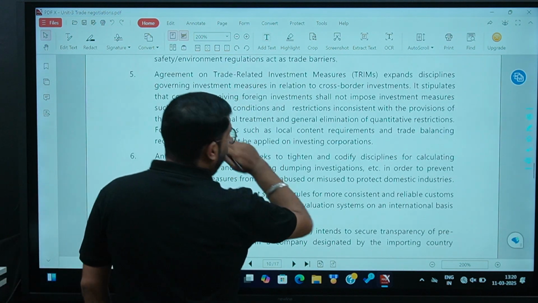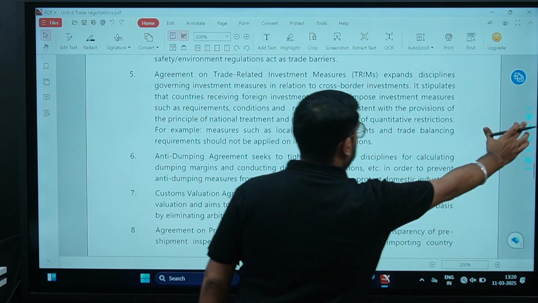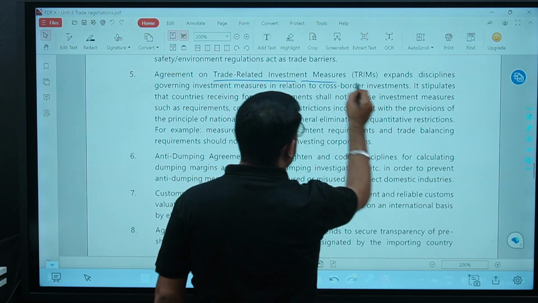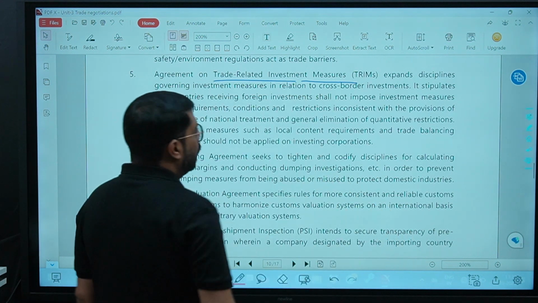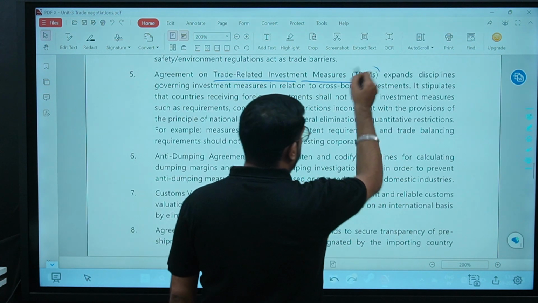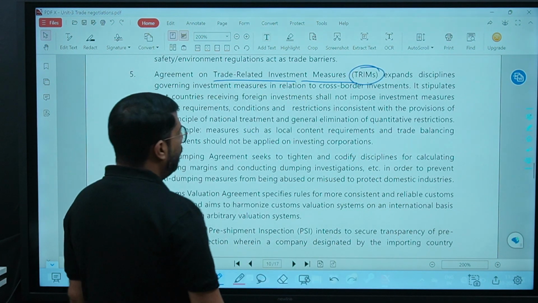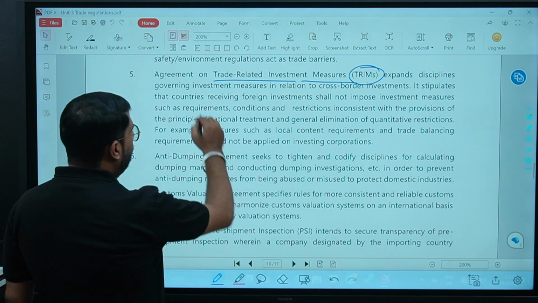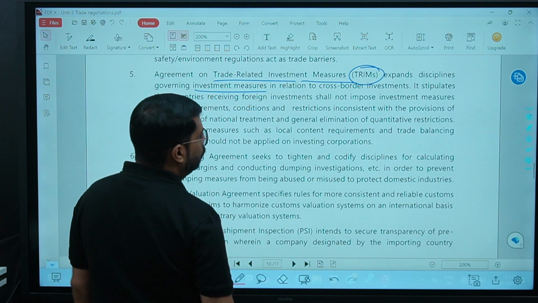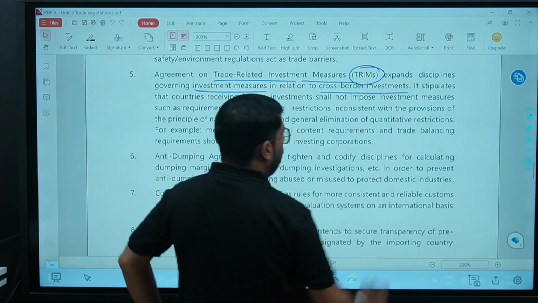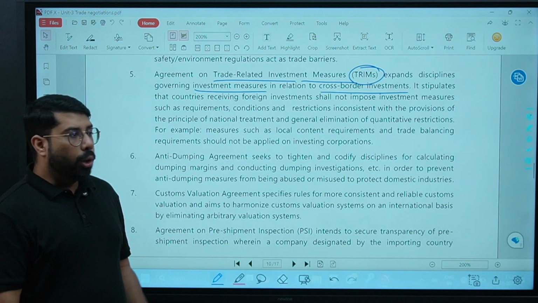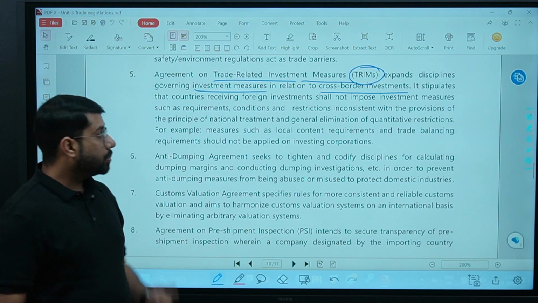Then fifth is agreement on trade related investment measures. In short, we call it TRIMS. It says agreement on TRIMS expands disciplines governing investment measures in relation to cross border investment. Remember, we were discussing FDI and FPI. So, what do you mean by cross border transactions?